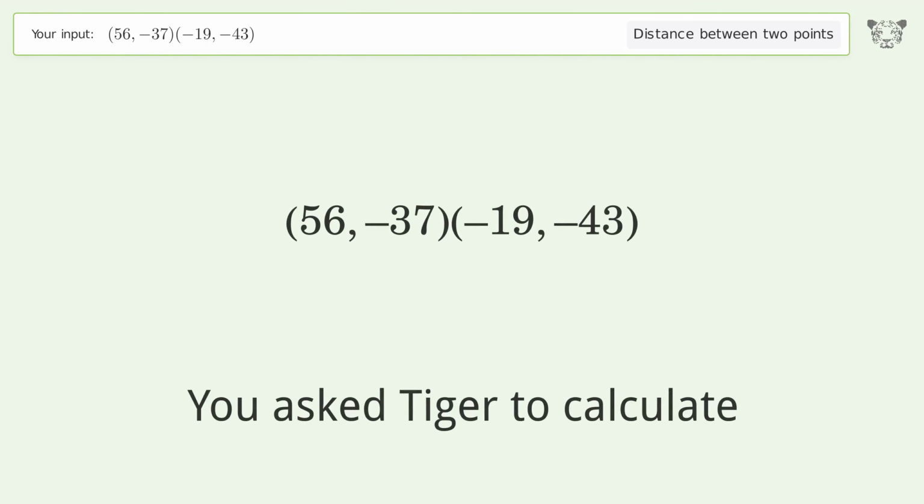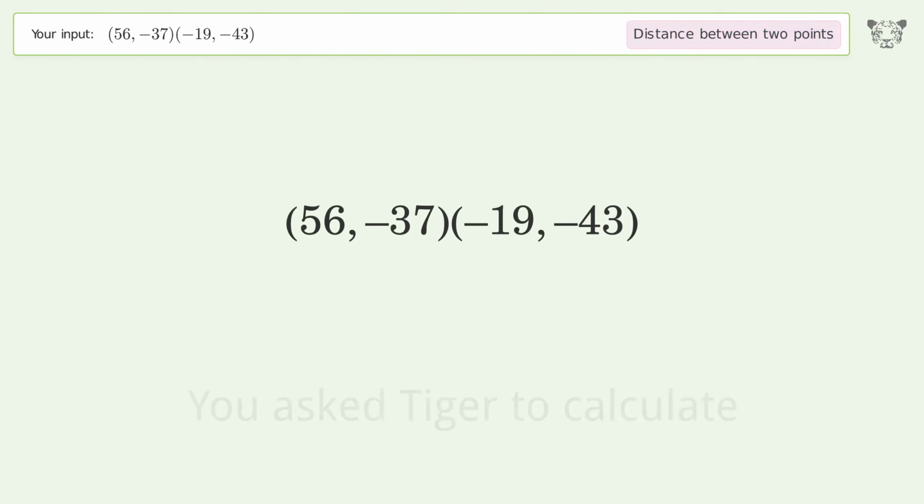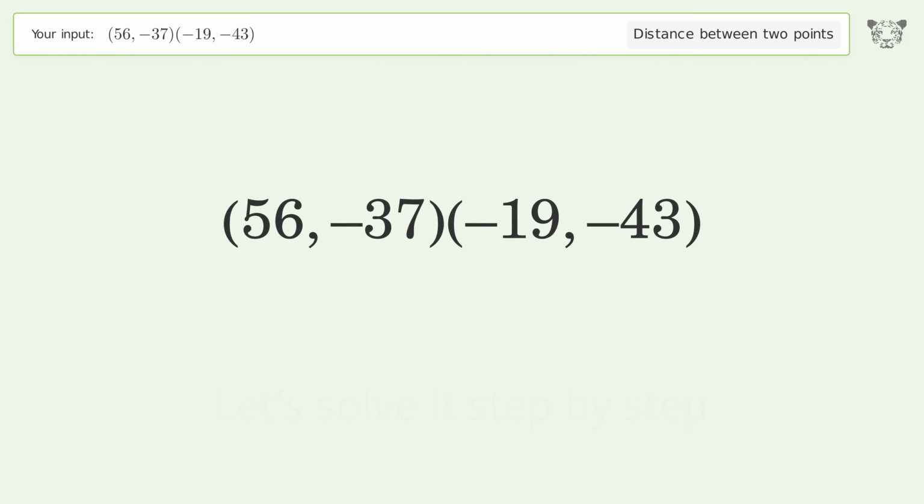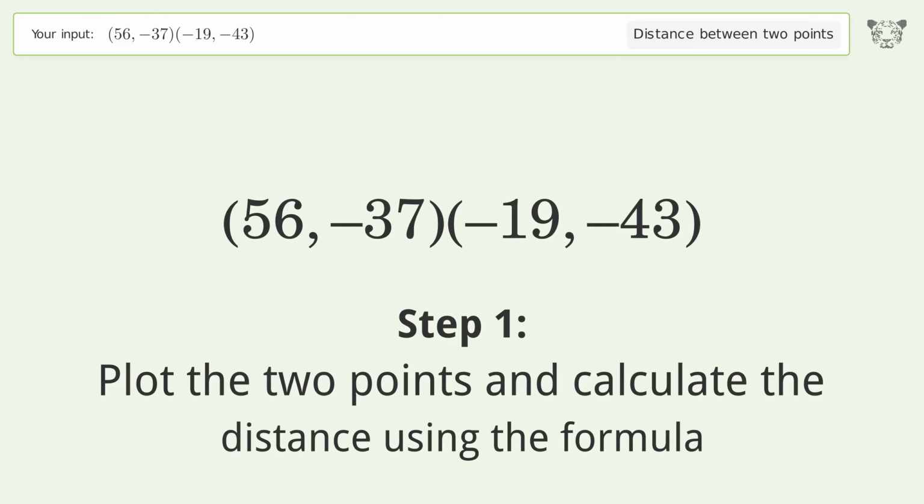You ask Tiger to calculate. This deals with the distance between 2 points. The distance between the 2 points is the square root of 5,661, or 75.24. Let's solve it step by step. Plot the 2 points and calculate the distance using the formula.